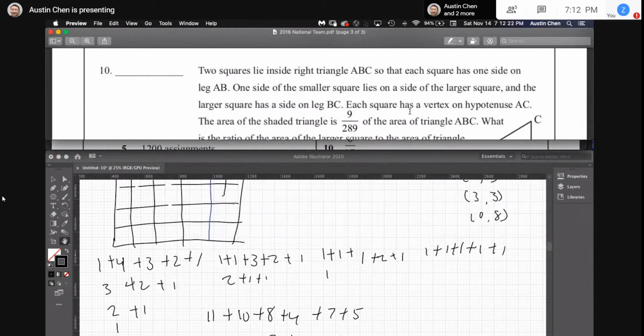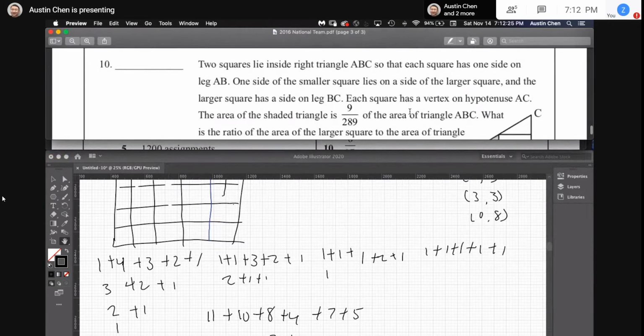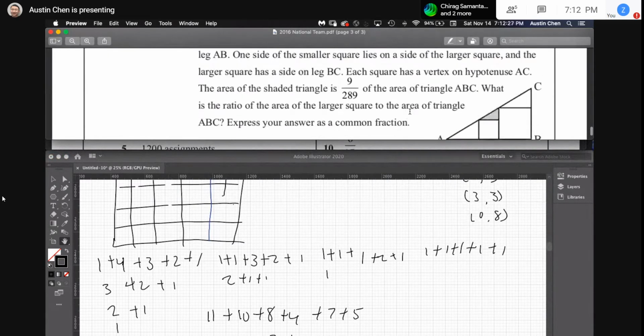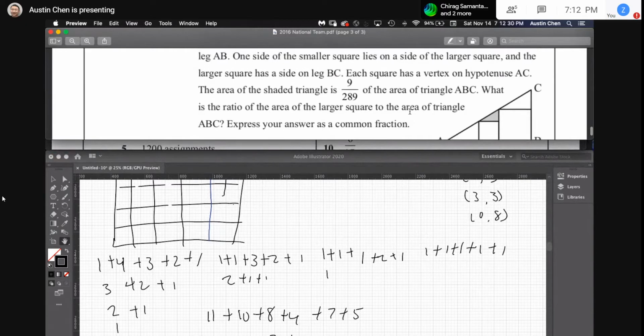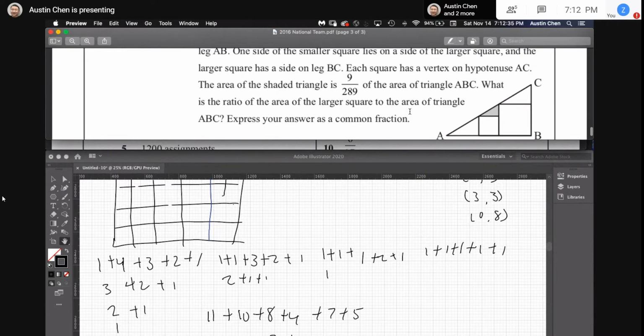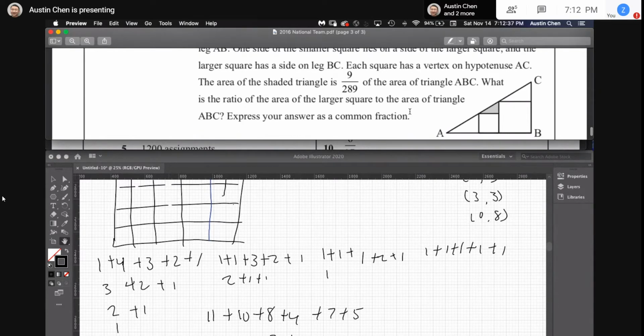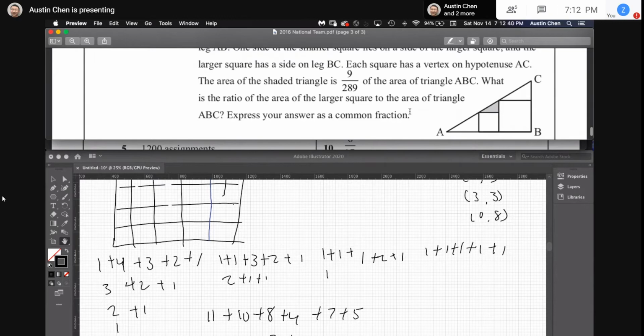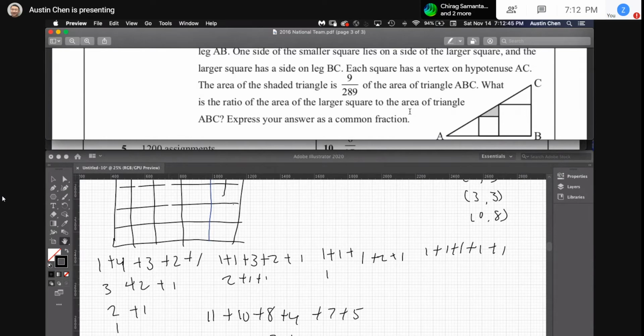Two squares lie inside right triangle ABC so that each square has one side on leg AB. One side of the smaller square lies on a side of the larger square, and the larger square has a leg on BC. Each square has a vertex on hypotenuse AC. The area of the shaded triangle is 9 over 289 of the area of triangle ABC. What is the ratio of the area of the larger square to the area of triangle ABC? Express your answer as a common fraction.